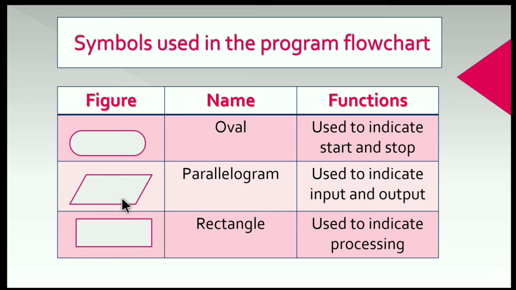Okay. Next, this is a parallelogram. This shape is used to indicate input and output. For addition of two numbers, we are giving input as A and B, and output is C. So for those numbers we are using this symbol. This is a rectangle, used to indicate processing. For processing, the compute process is there. For that we are using this.